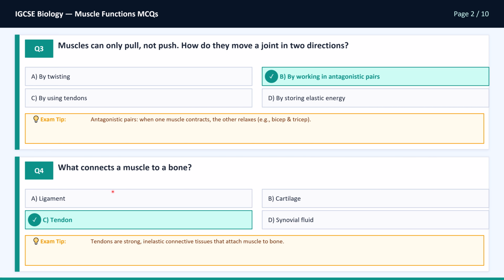Question 4. What connects a muscle to a bone? Option A, ligament. Option B, cartilage. Option C, tendon. And option D, synovial fluid. So the correct option is option C, tendon. Exam tip: tendons are strong, inelastic connective tissues that attach muscle to bone.